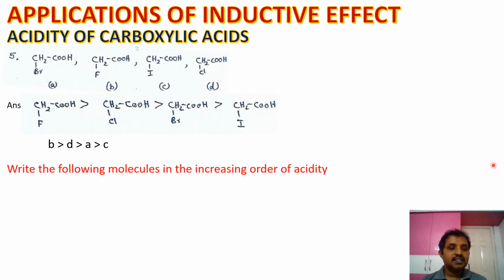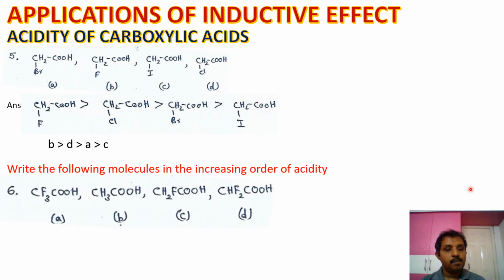Now let us discuss: write the following molecules in the increasing order of acidity. Here the question is trifluoroacetic acid, difluoroacetic acid. As the number of electron withdrawing groups, that is fluorine atoms, increases, acidity increases. So option A has the highest acidic nature, then comes D, then C and B. So the correct order is A, D, C, B.